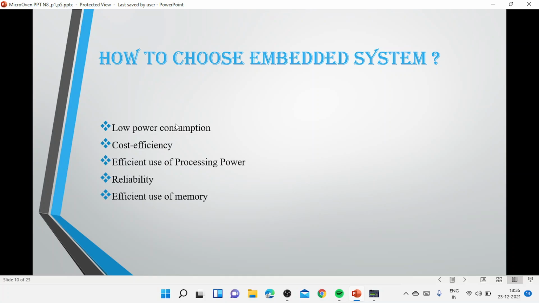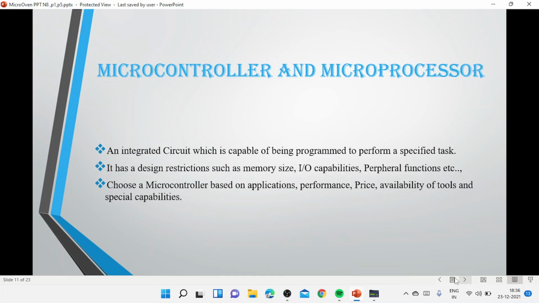Okay, how to choose embedded systems? Let me tell. We should choose an embedded system that has the following characteristics. Means an embedded system should have low power consumption and cost efficiency, means low cost. Efficient use of processing power, reliability, and efficient use of memory. We should take care of these characteristics while choosing an embedded system.